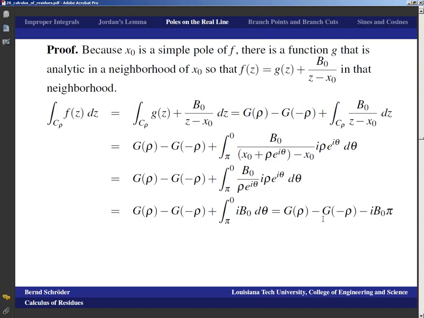So that's g of rho minus g of negative rho minus i b0 times pi. And now, as rho goes to 0, g of rho goes to g of 0, g of negative rho goes to g of 0, and those two are the same, so that cancels. And what remains is negative b0 pi i. And that's already the proof for this theorem.